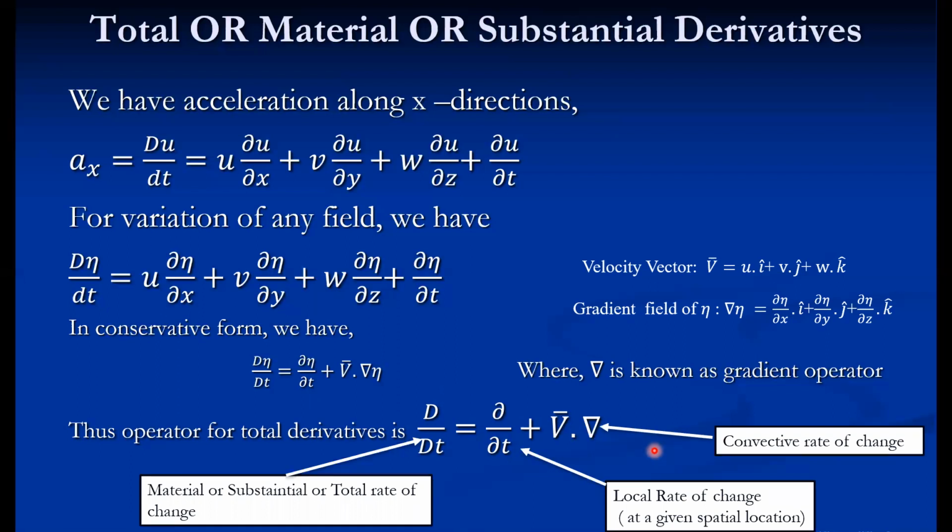So consequently, the total or substantial or material rate of change is the addition of local rate of change plus convective rate of change. So this is called a total or material or substantial derivative. This concept is used for estimating the variation of any flow field like velocity, pressure, density, or any other hydrodynamic parameter. The same operator is used, and the variation we can analyze.